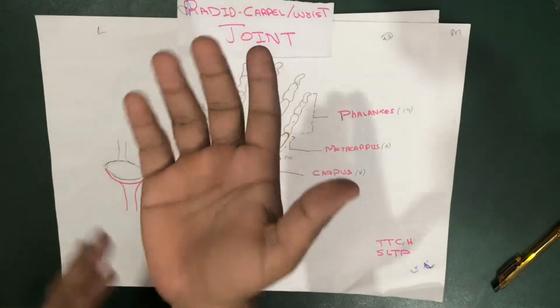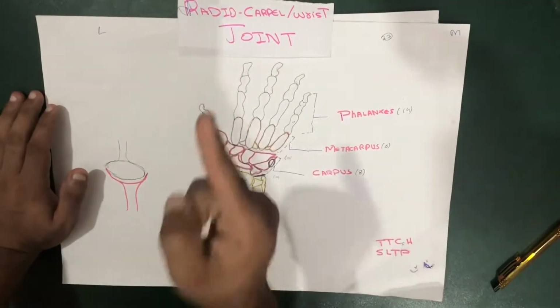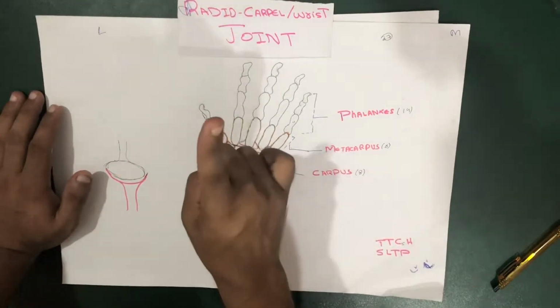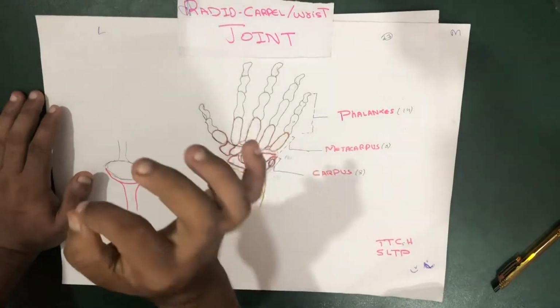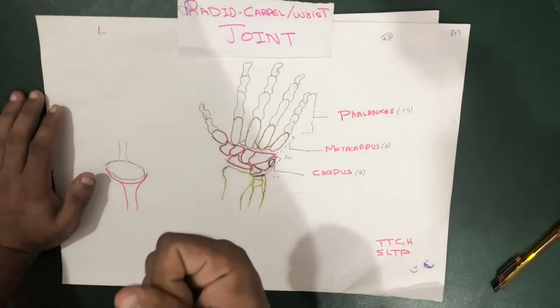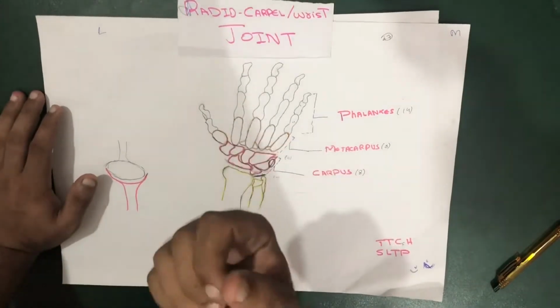So what happens? Remember this one thing: the anterior and posterior ligaments strengthen the capsule. If you're asked in an OSPE what strengthens the wrist joint more, you will say the anterior and posterior ligaments.